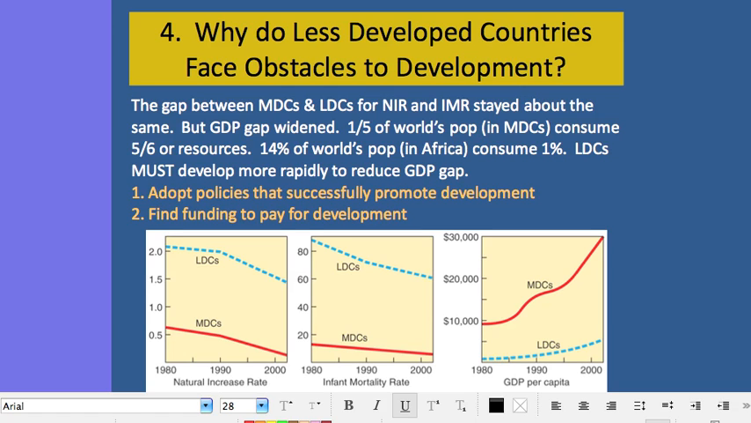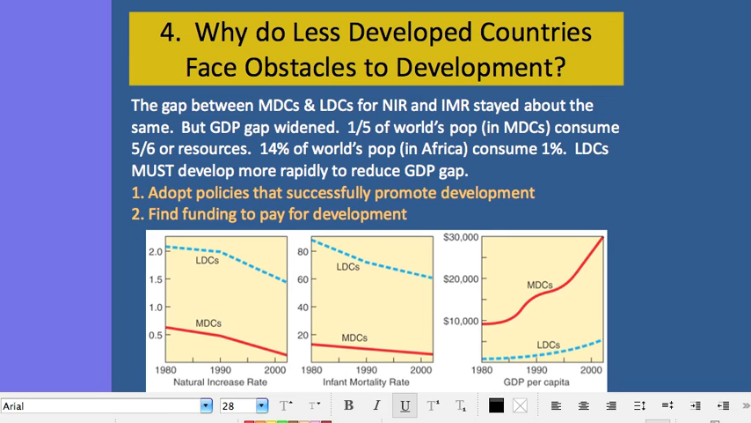When you look at the first two graphs, the natural increase rate and the infant mortality rate have stayed about the same. The gap between those two different regions of the world is staying about the same. But what we see happening in the last graph is a gap that is widening between the gross domestic product, how much money a country makes. So we see that from LDCs to MDCs that gap is continuing to widen as MDCs continue to get wealthier and have more access to the resources, and LDCs are getting poorer, with less and less access to resources.